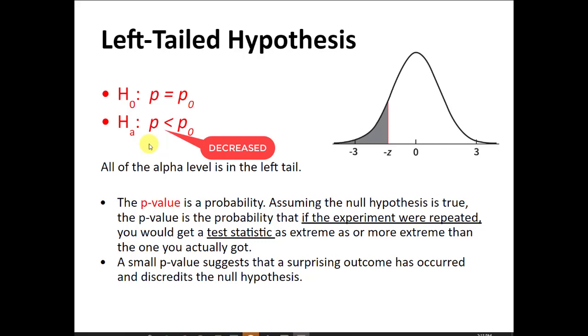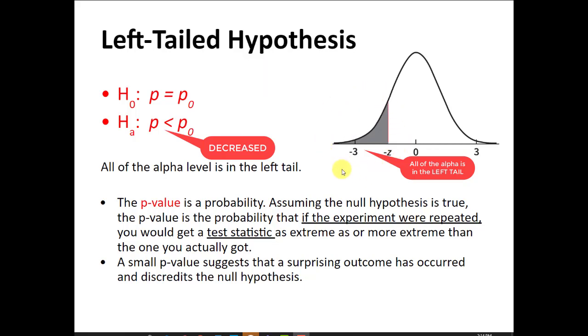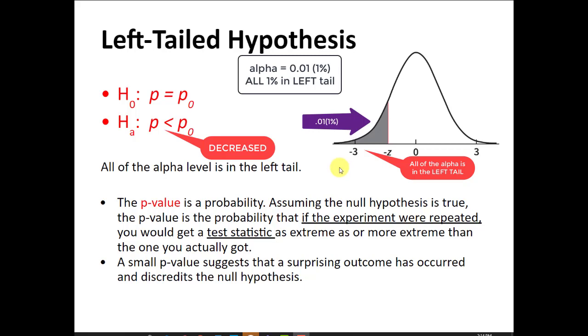When you decide on what your alpha should be, all of the alpha level is going to be in the left tail. It's all right here. This is no longer divided up like it was in the two-tailed hypothesis. All of it is in the left tail. So if you have a 5% alpha, 0.05 alpha, then all 0.05 is going to be in the left tail. If you have a 0.01 alpha, 1% alpha, then the whole 1% is going to be in the left tail. Okay, because we're only concerned with what is significantly less than the expected population proportion.